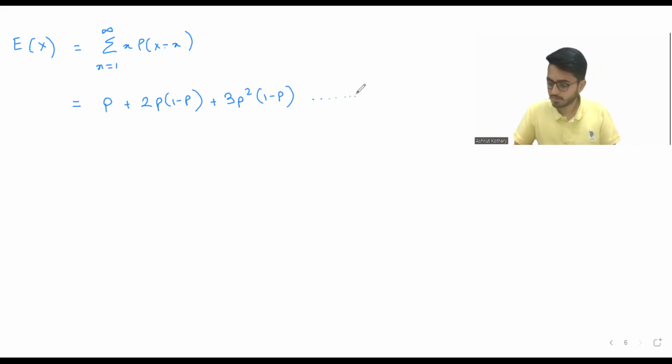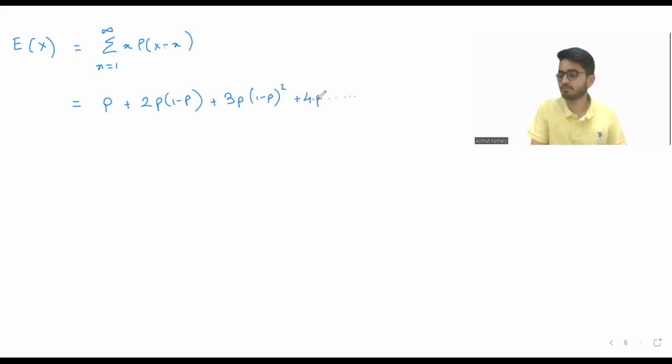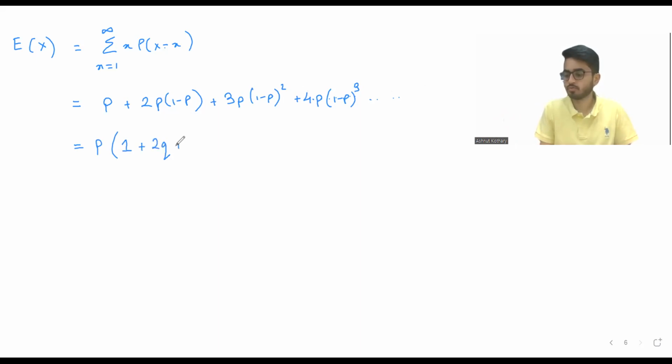Sorry, this shall be 1 minus p whole square. Next term similarly will be, let's say, 4p, 1 minus p whole cube, and so on. So let me take p to be common. What I'm left with is 1 plus, can I write this as 2q, 3q square, and so on, where q is nothing but 1 minus p.